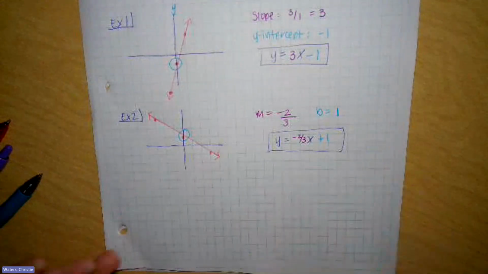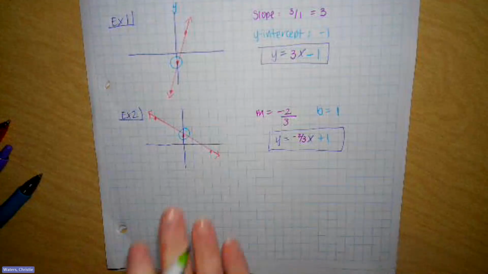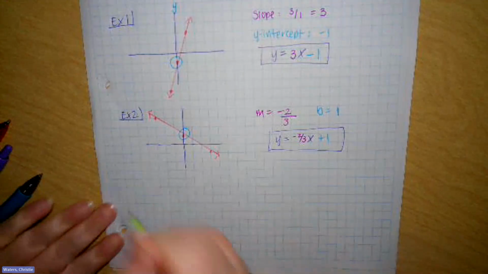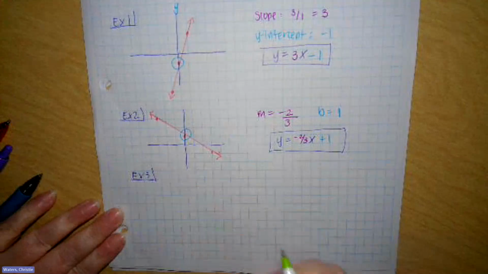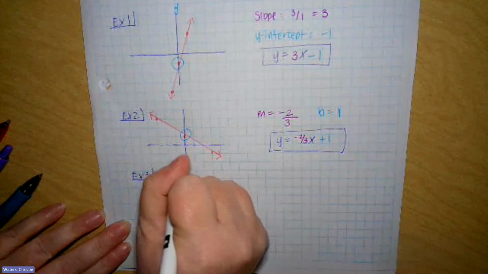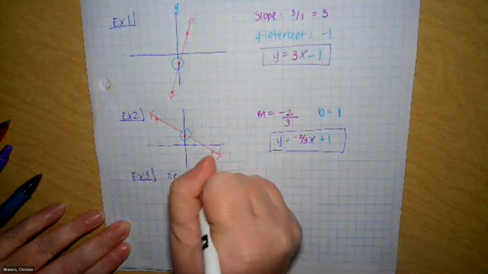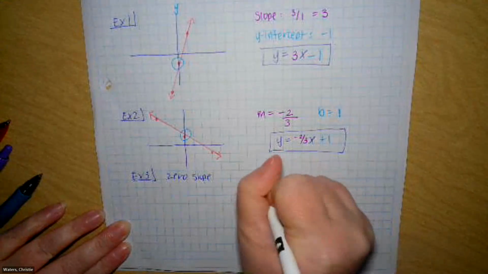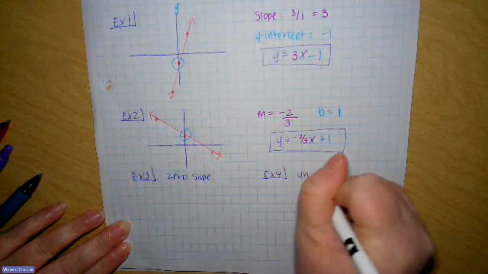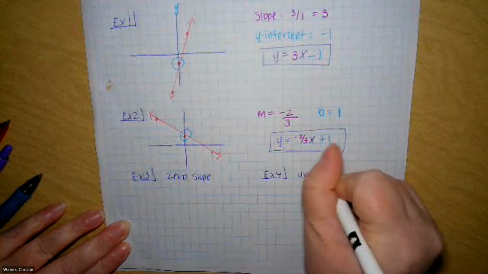All right, so those are kind of typical lines. Now we're going to do 2 more examples for special cases. So example 3 is going to be a 0 slope line. And example 4 is going to be an undefined slope line.